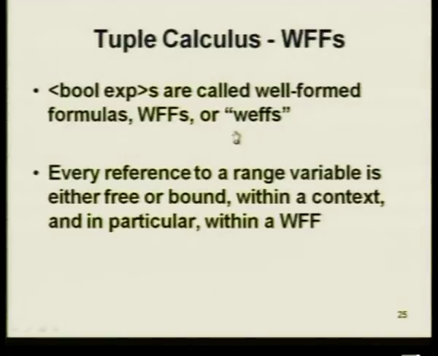Up to now we have looked at the basic components of tuple relational calculus. It consists of a tuple and a predicate or a formula, and the formula consists of an atomic formula with comparison operations or a logical formula formed between two atomic formulas. These Boolean expressions are called well formed formulas, or WFFs. Every reference to a range variable is either free or bound within a context.